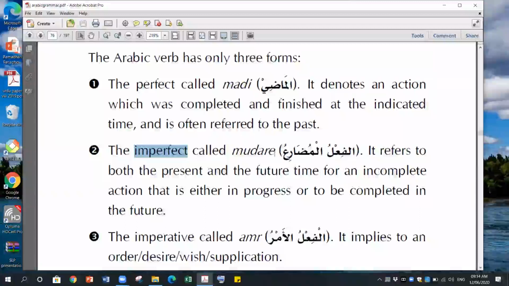So fi'lul mudari includes 2 tenses, that is present and future. They name it together mudari, imperfect in English. So fi'lul mudari will have both tenses, present and future.